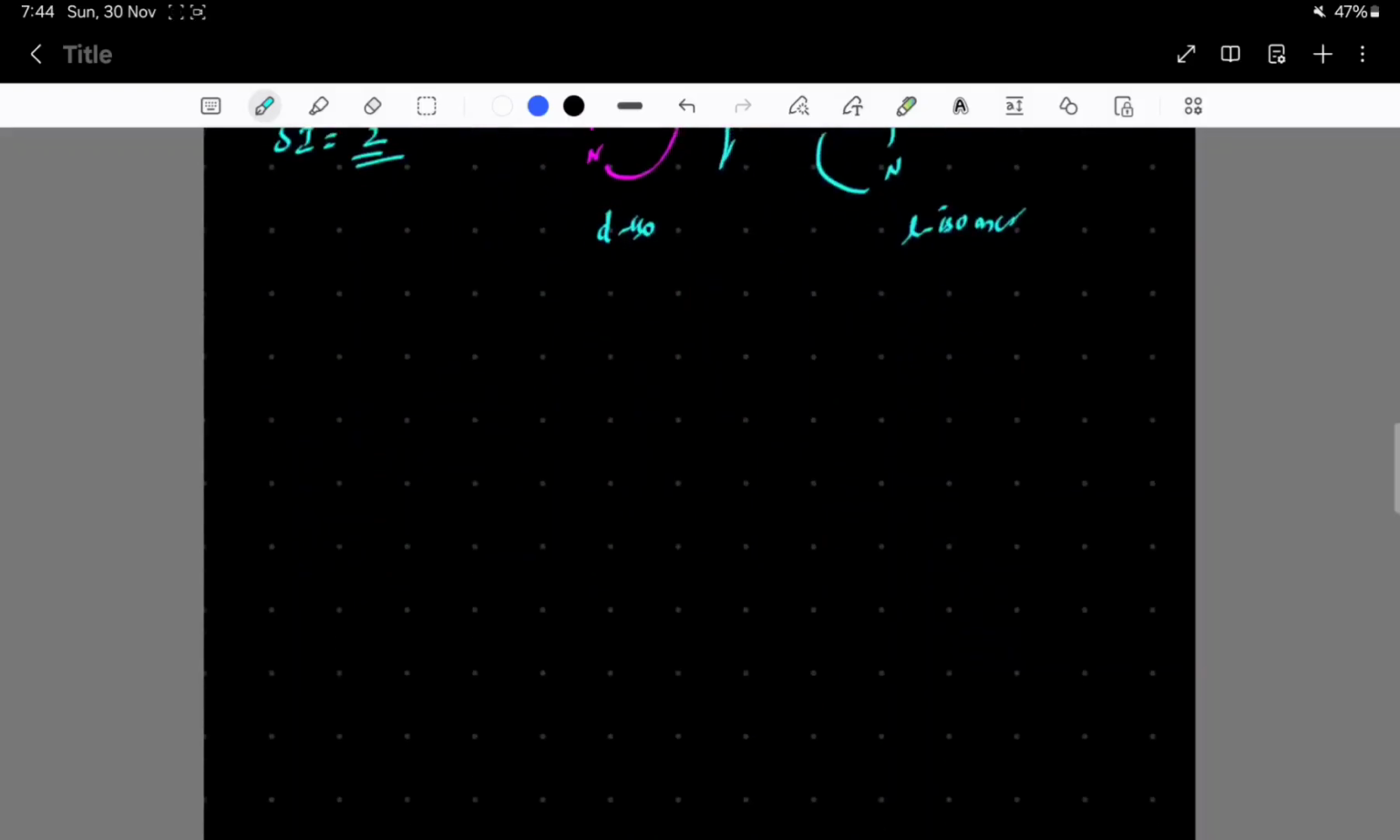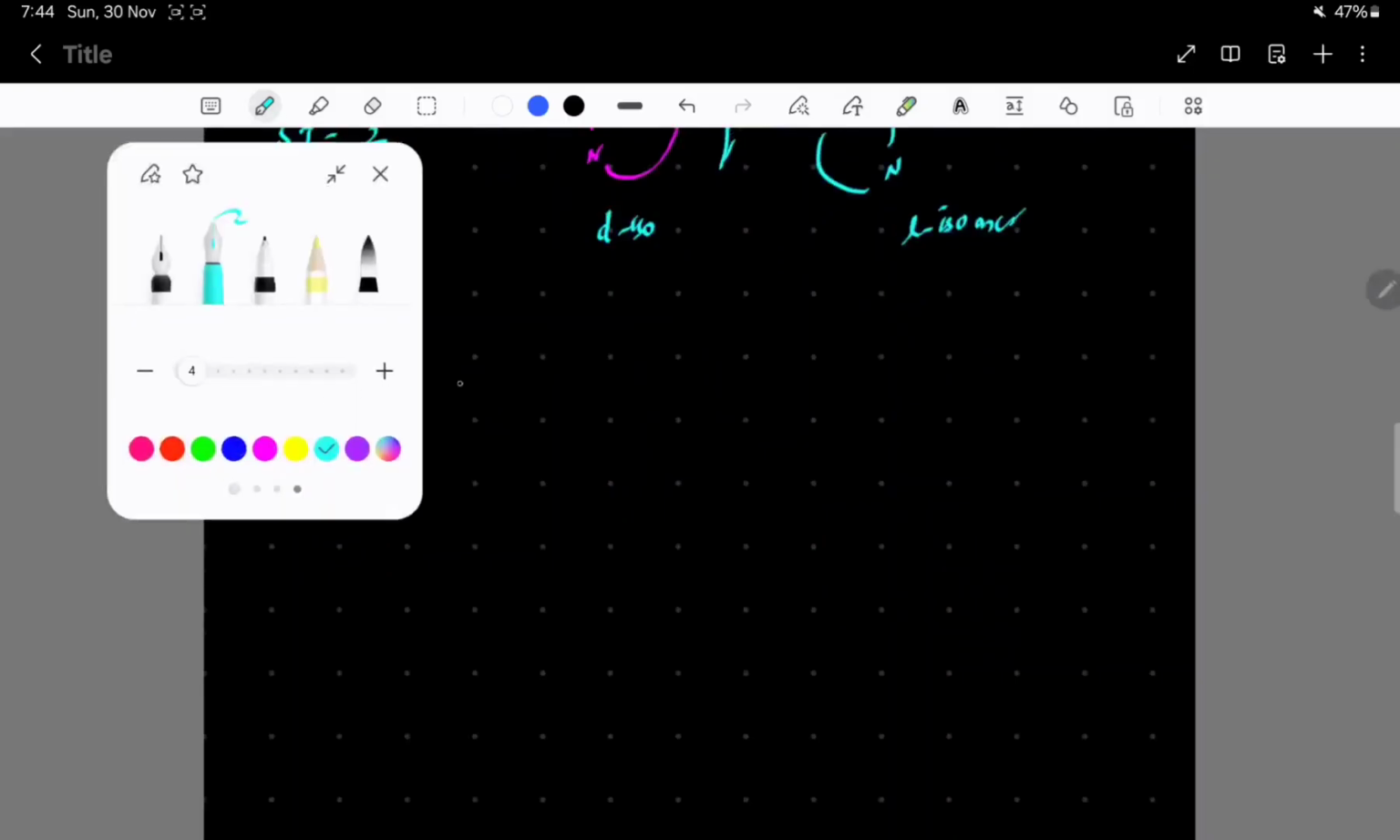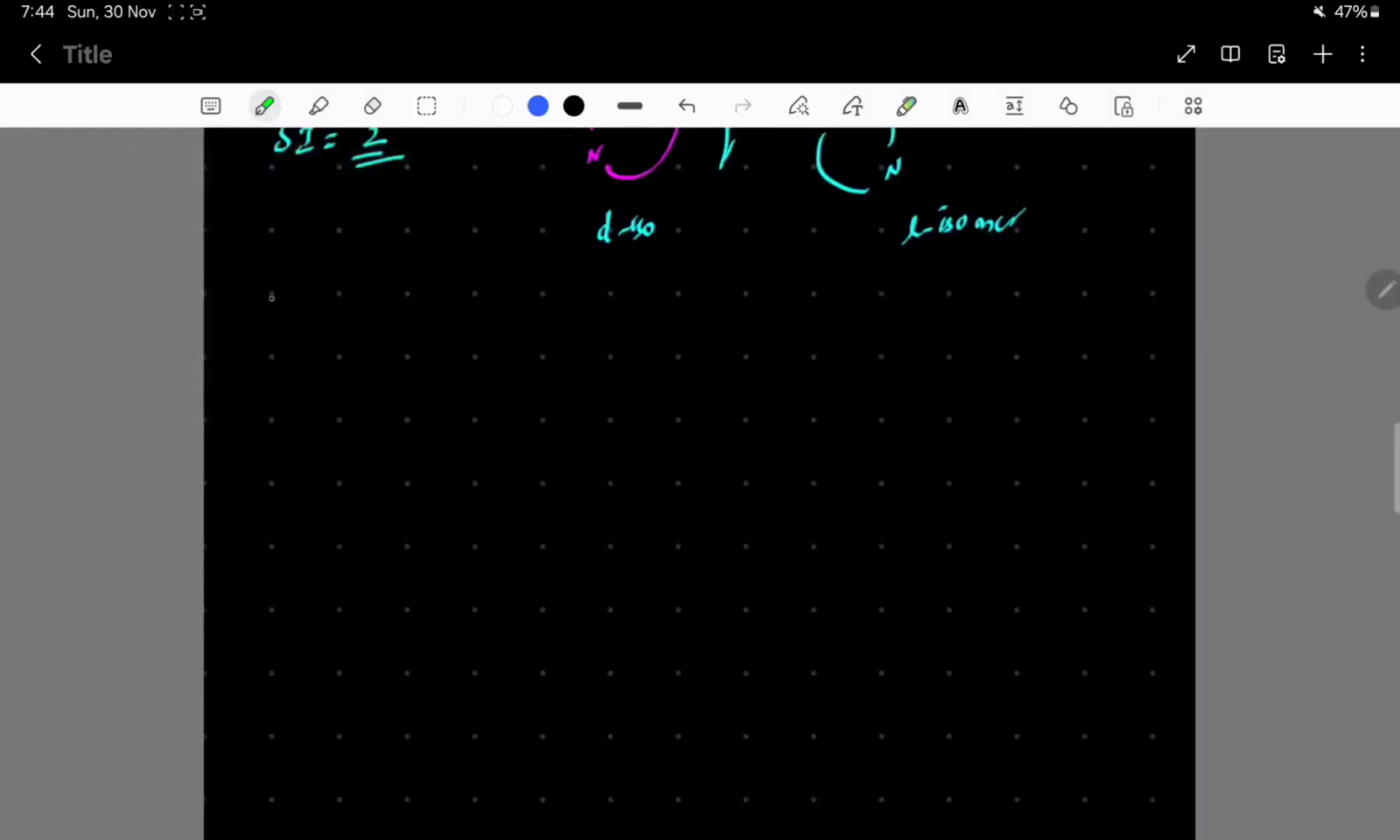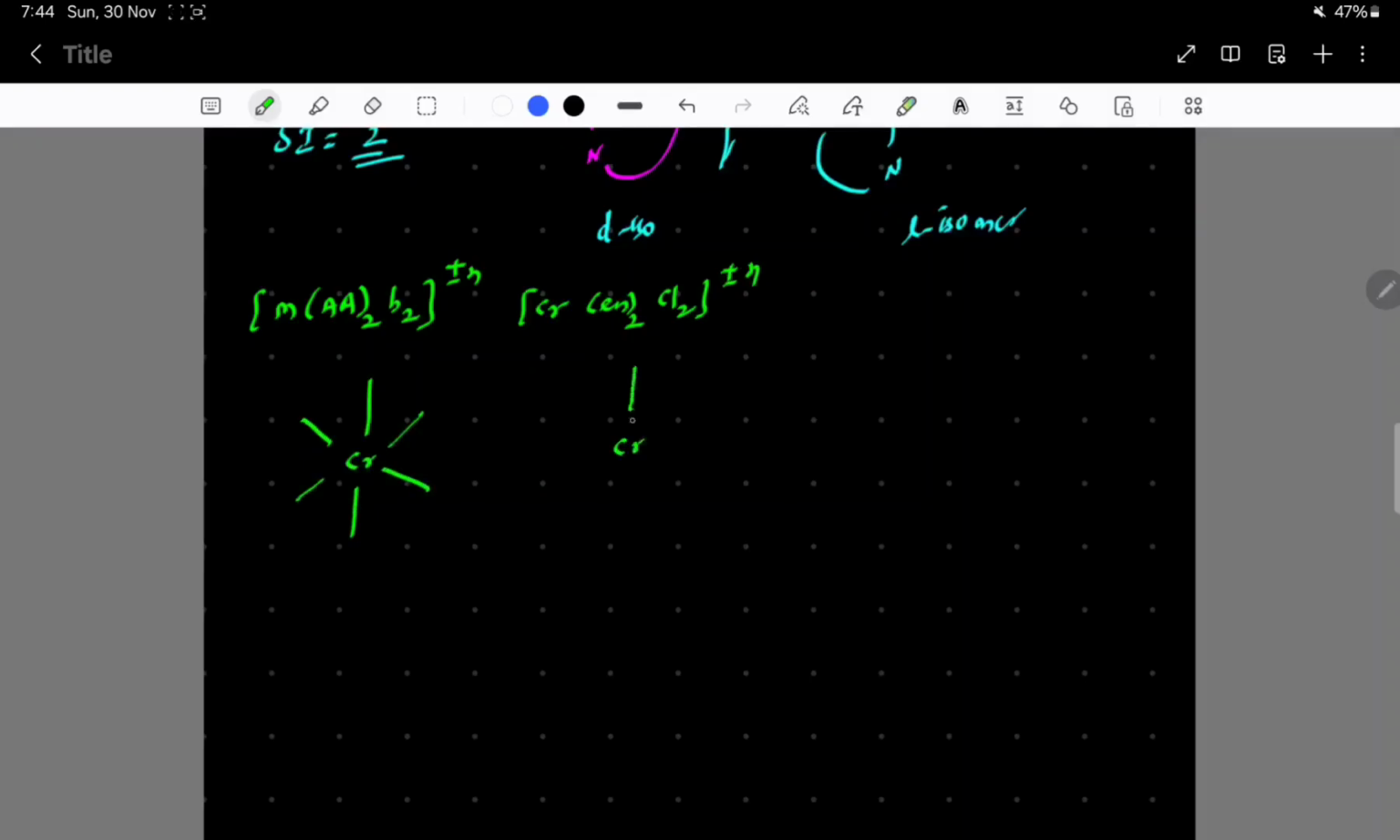Next we will move to the combinations of this symmetrical bidentate ligand. I will take one more example. Here I am taking M, with AA twice and B2. This is one more combination. Here you can take the same, Cr(en)2Cl2 to the power of plus or minus n, right? Now I will write the combinations; just check the combination, right? Now one more combination I will write.